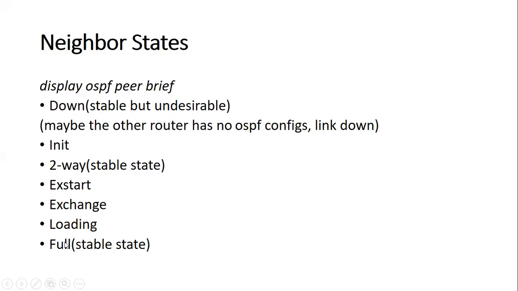Full is a stable state. When you display OSPF peer brief, you find full. So our desirable state is two-way or full. If you see any other thing, if you see loading, for example, you wait, it will transition to full. If you see exchange, you wait, it will transition finally to full because it will wait for the exchange to be complete and the loading to be complete.